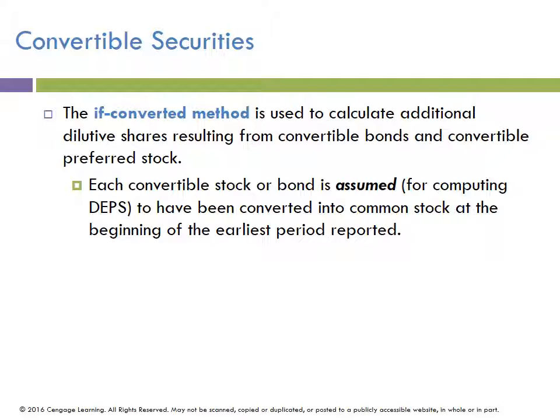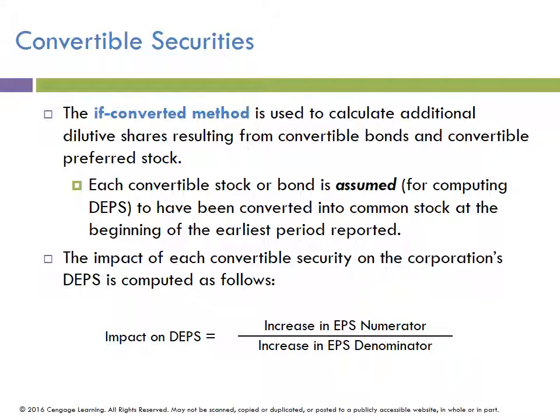Each convertible stock or bond, so whether it's a bond that could be converted to common stock or preferred stock, is assumed, so we're pretending, to have been converted into common stock at the beginning of the earliest period reported. So it would be assumed they would have converted it as of the beginning of the year. Why is this important? Well, both of these items have an impact on the numerator and the denominator.